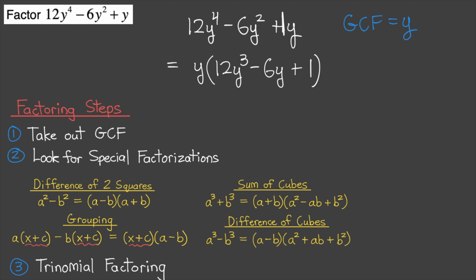A good way to check that you've done the factoring correctly is to distribute the y back in to each of these terms, and you should get the original expression. Now taking a look at what's in the parentheses, you always look to see if you can factor further, but because that's y to the third and that's y and then a constant, this will likely not be able to factor, so we can be done here. So this is our answer, fully factored.